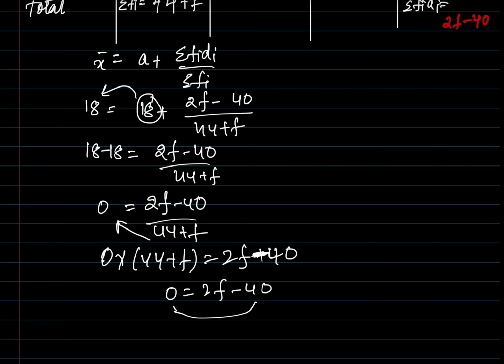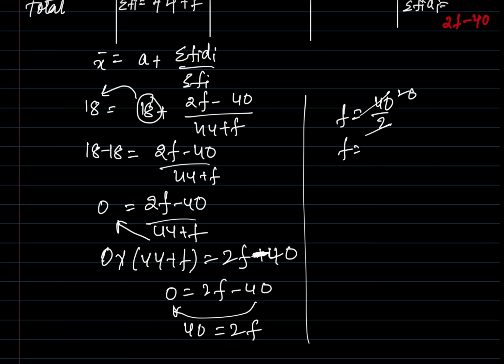Minus 40, if you bring this to the left-hand side, it will become plus 40 is equal to 2f. So f is equal to 40 divided by 2. So 2 ones are 2, 2 zeros are 0. So f will be 20.